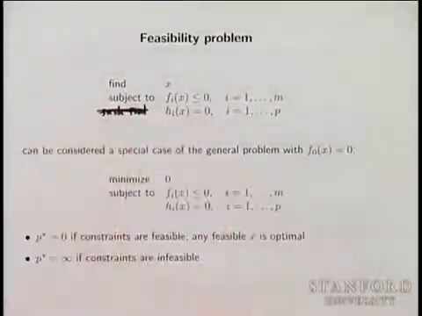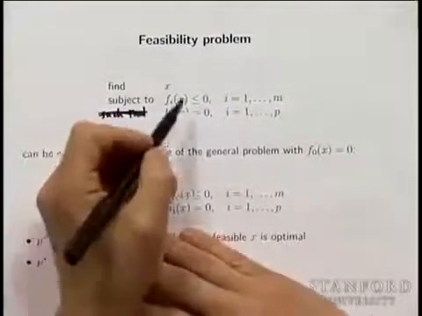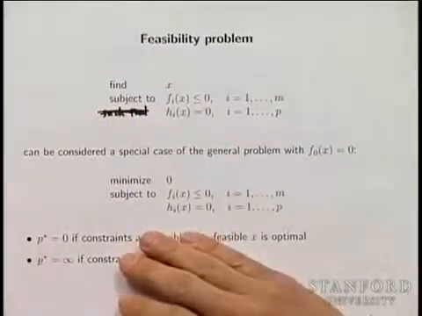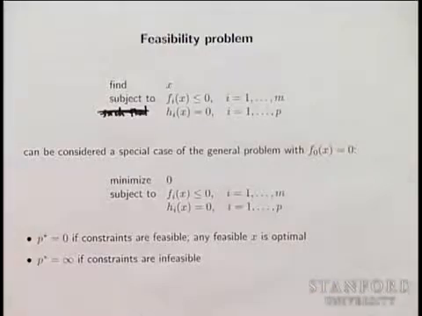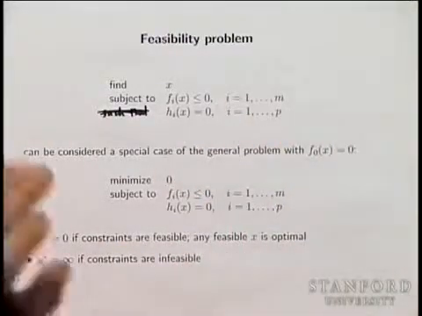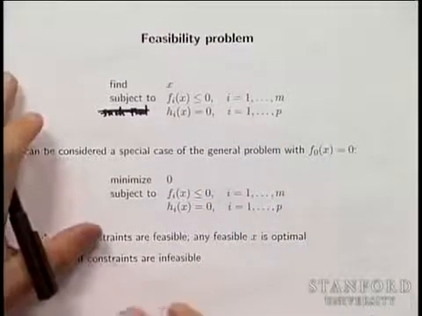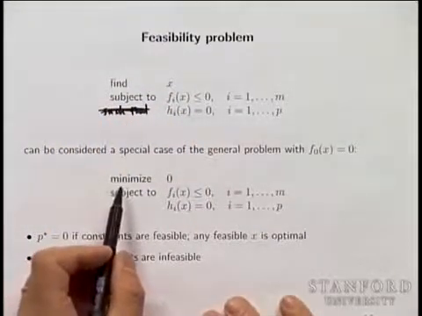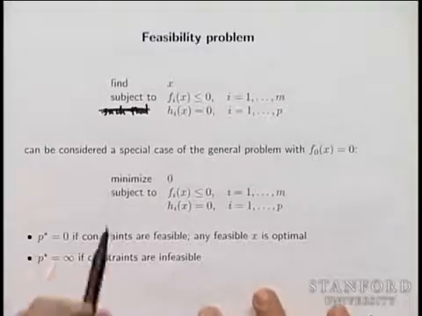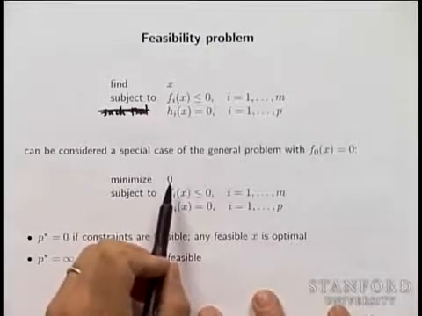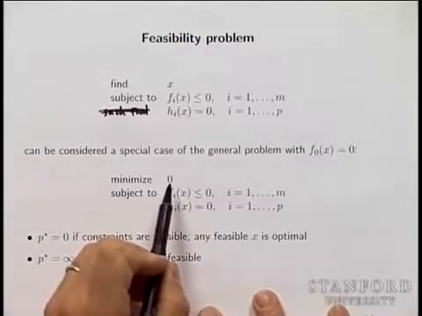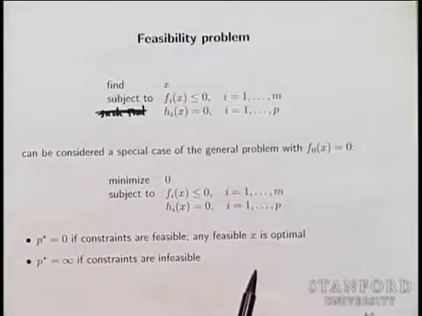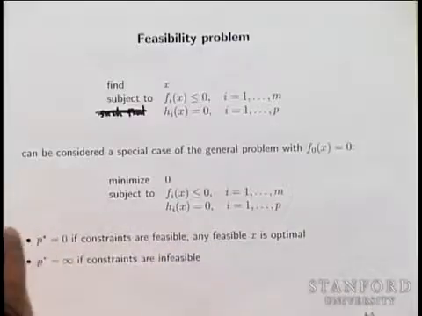Now, this just says there is no objective. And what that means is that any x that satisfies these constraints is equally attractive. You're completely neutral on it. It just means find anything that works. That's called a feasibility problem. And it's really the same as this, or it's convenient to make it the same as this. You make it minimize the constant objective function 0, subject to these inequality constraints. Now that looks stupid, but it's not. It encodes everything correctly.